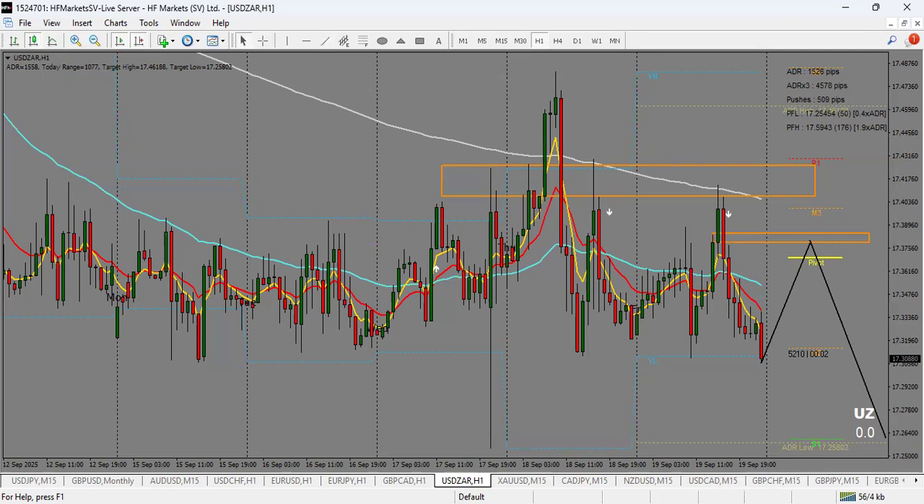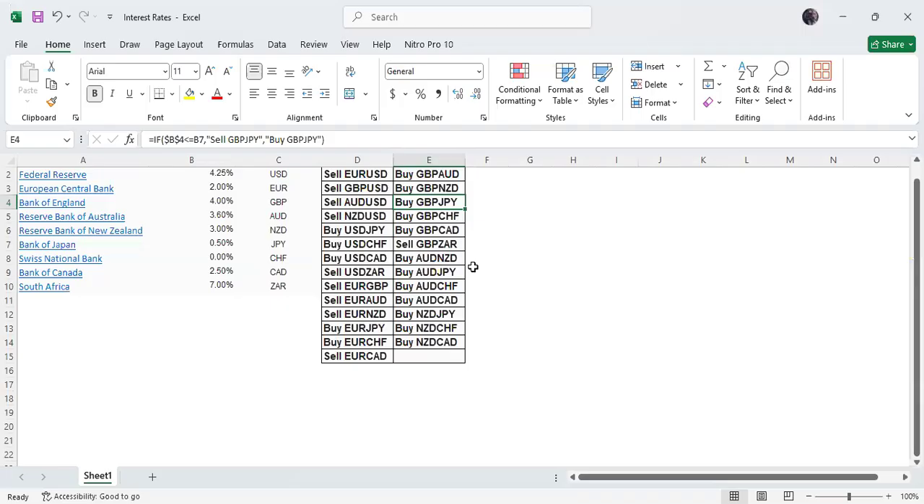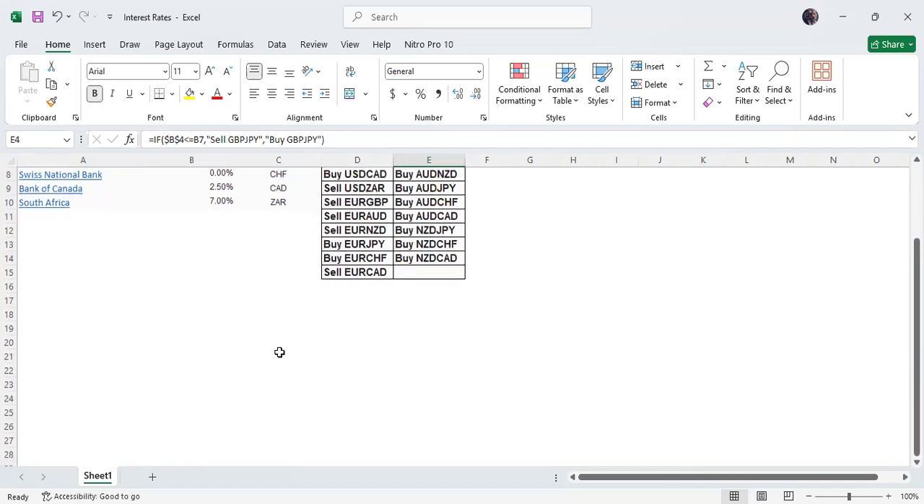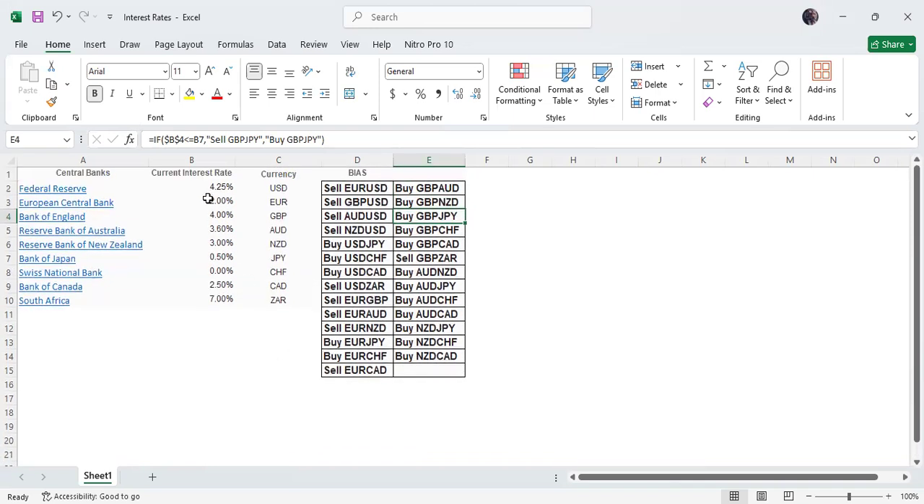So last week we had several news events, and we had interest rates from 3 big banks. We had the Fed, we also had the Canadian dollar, we had the Bank of England, and we also had the Japanese rate. So I've updated the template that we have on interest rates to see if there is any change.